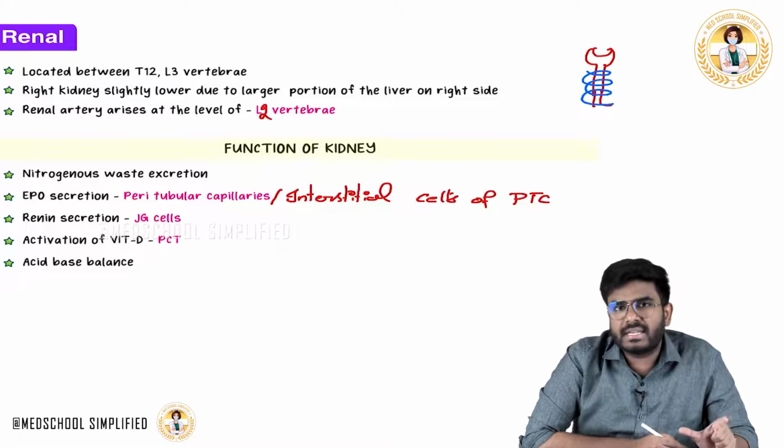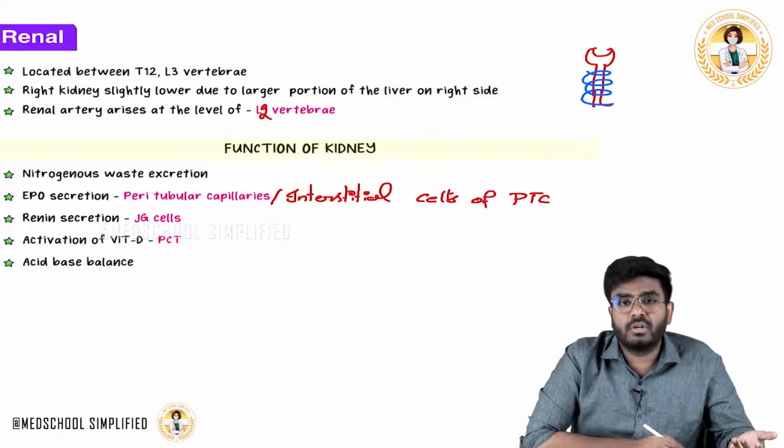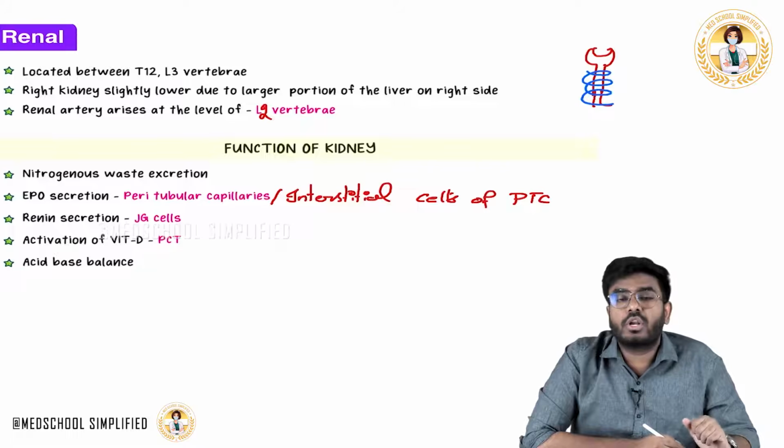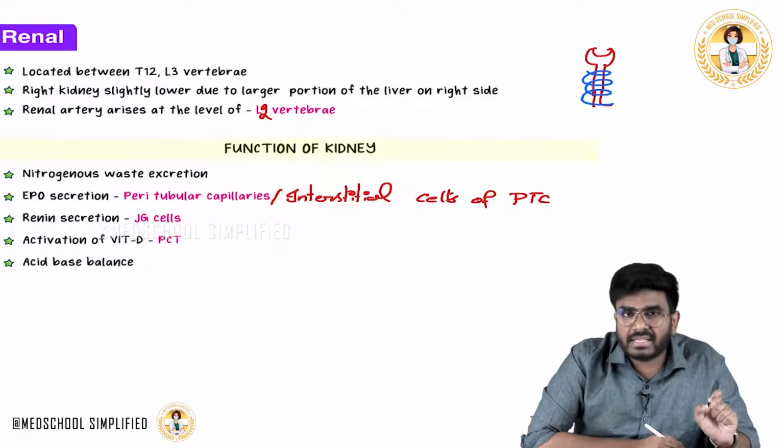See, we all know renin is an enzyme which converts angiotensin 1 into angiotensin 2. Angiotensin 2 helps in production of aldosterone, the renin-angiotensin-aldosterone pathway. We know it. Later we will discuss in detail. But anyway, this renin, from where exactly is it coming?